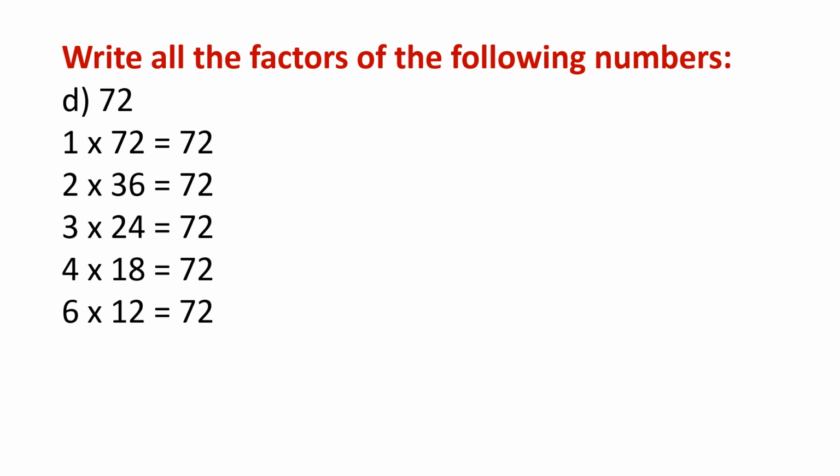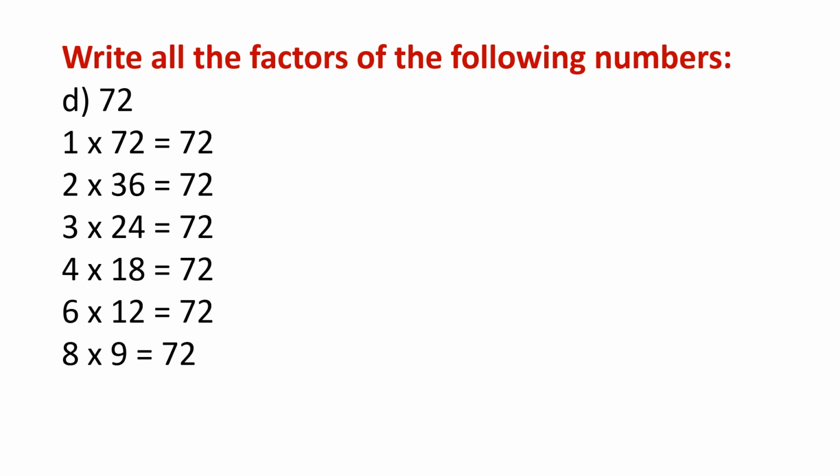Is 72 completely divisible by 8? Yes, because 8 nines are 72. So 72 can be written as 8 multiplied by 9 is equal to 72. Then we take the next natural number 9. Is 72 completely divisible by 9? Yes, because 9 eights are 72.